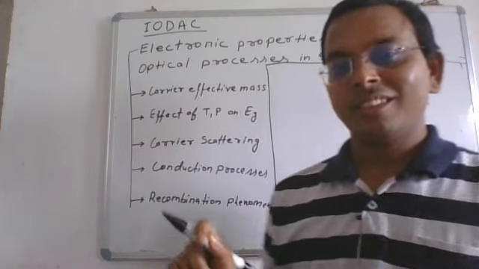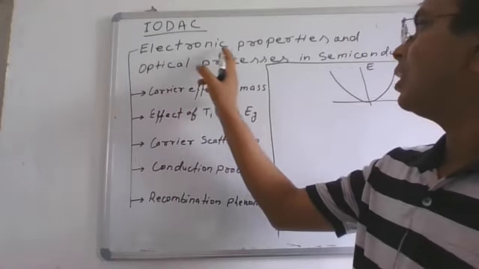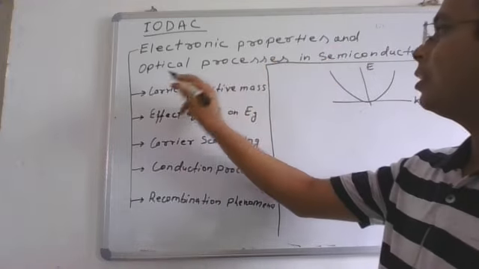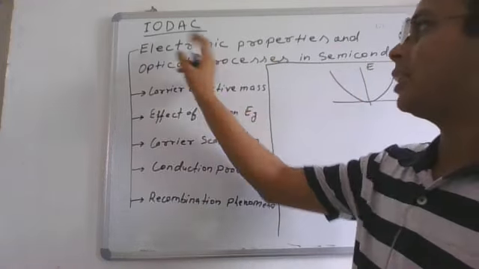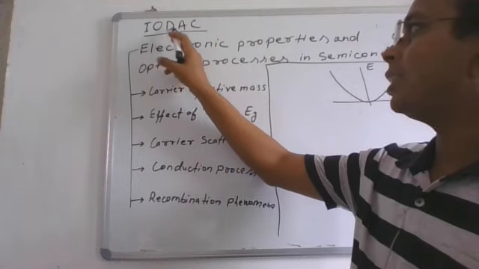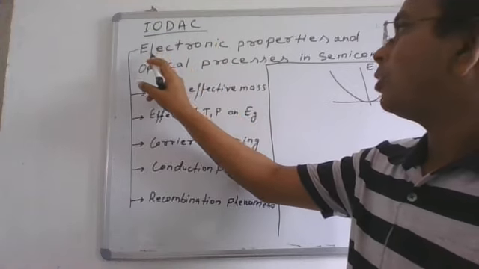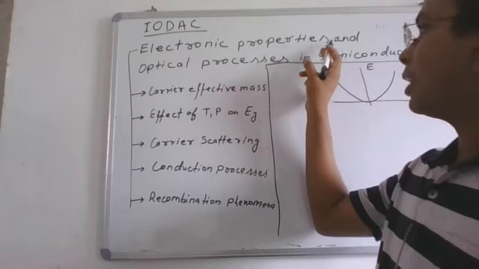Welcome guys. Today's topic is electronic properties and optical processes in semiconductor. So the subject is IODEC, integrated optoelectronics devices and circuit. So what are the electronic properties we are going to study?